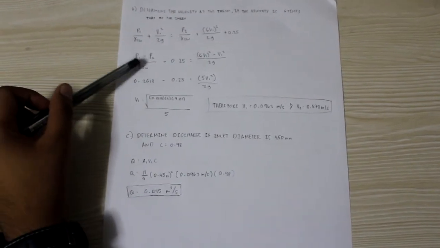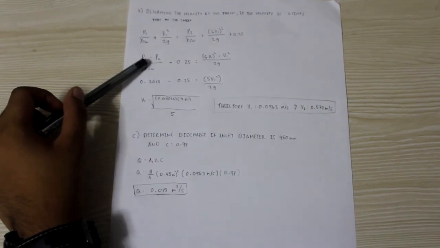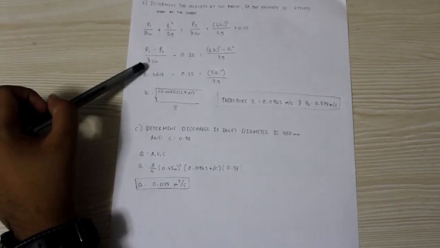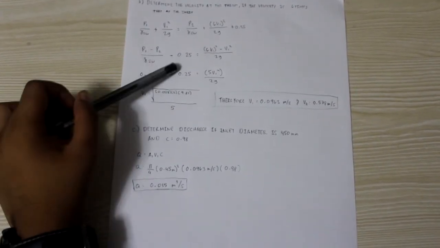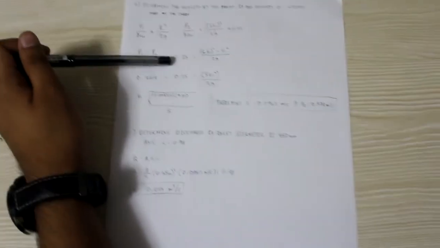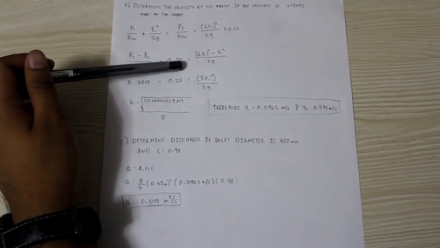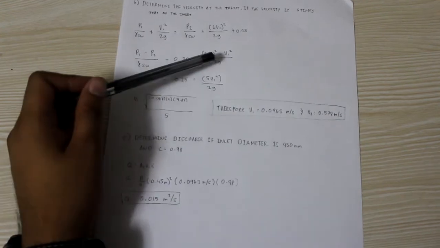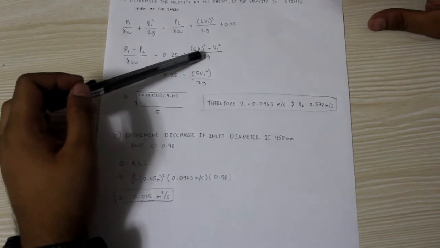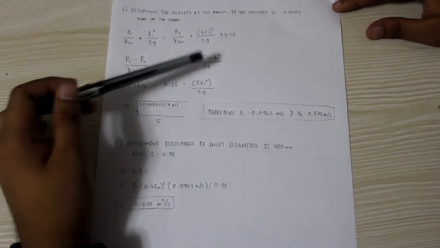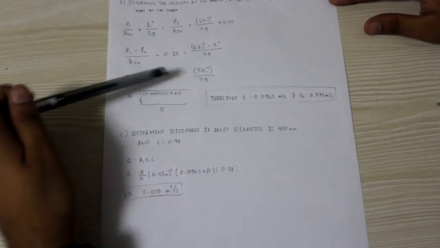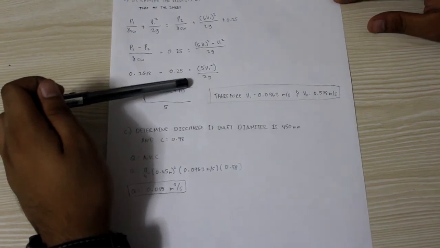So we have the P1 minus P2 from our letter A, and we have the specific weight of the liquid. Then we subtract it by 0.25. We transpose the 0.25 here to the left, then we equate it to 6V1 squared minus V1 squared over 2g. So we transfer the V1 squared here to the right in order to subtract the same terms. So 0.2618 minus 0.25 is equal to 5V1 squared over 2g.